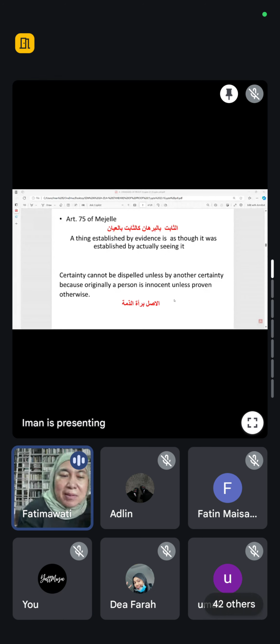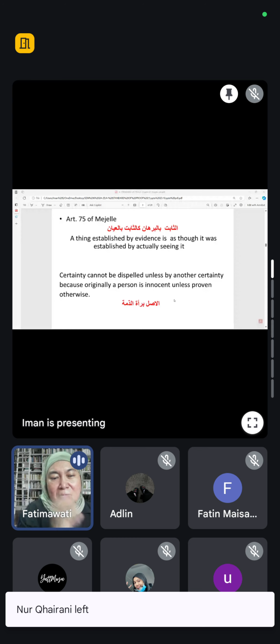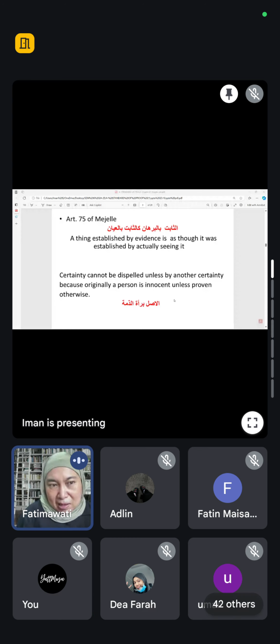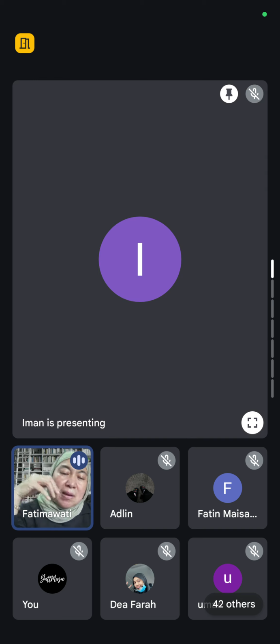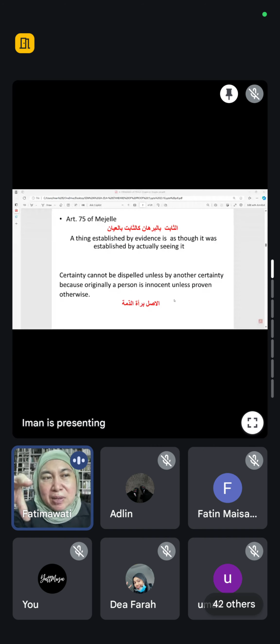Okay. So this is another legal maxim. Certainty cannot be dispelled unless by another certainty, because originally a person is innocent until proven guilty. Okay. I kasih example. Ni based on the principle as asalu bara'ati zimmah. Contoh, I kasih contoh pasal Fatah Amin yang sekarang tengah viral. Macam Fatah Amin punya case tu, let's say dia punya wife tu allege dia tak kasih nafkah. Okay. So sekarang ni, there is nothing to prove that dia tak kasih nafkah. So yang pastinya, keadaan asalnya lah, dia memang kasih nafkah.